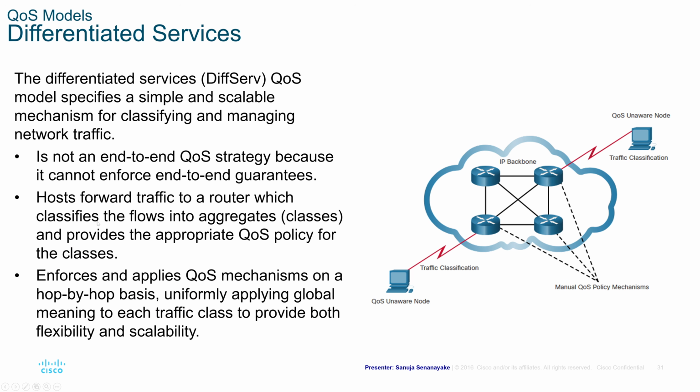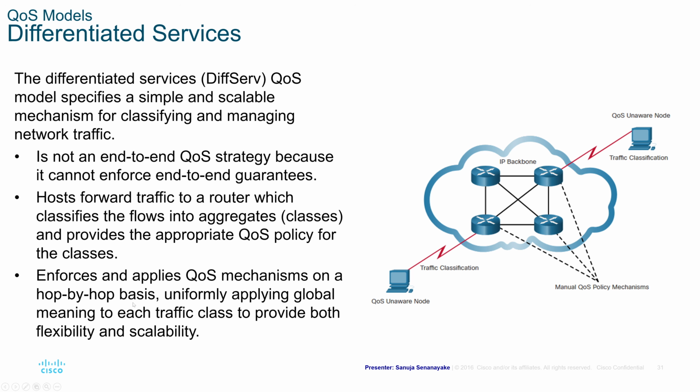So in this situation, what happens is a host forwards traffic to a router, which classifies the flow into aggregates and classes and provides the appropriate QoS policy for those classes. However, it enforces and applies the QoS mechanism on a hop-by-hop basis. So unlike IntServ, in DiffServ this is based on hop by hop.